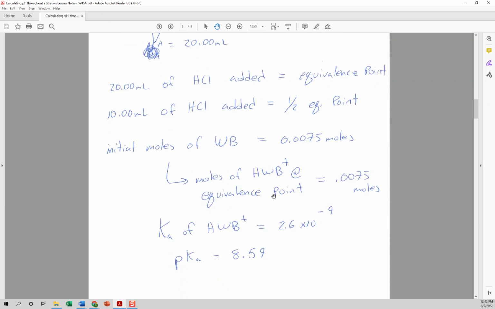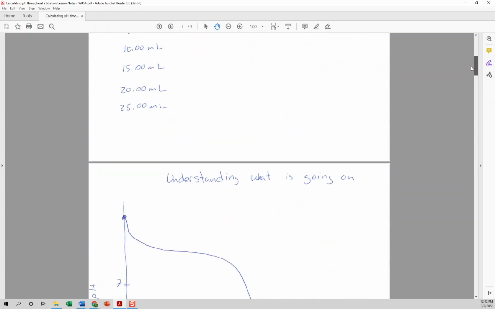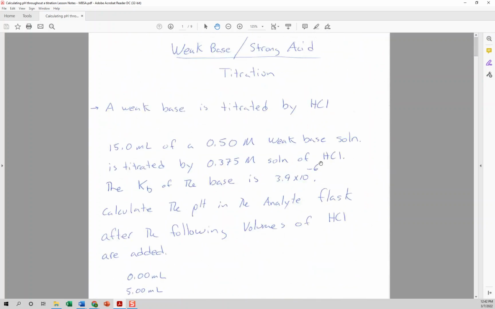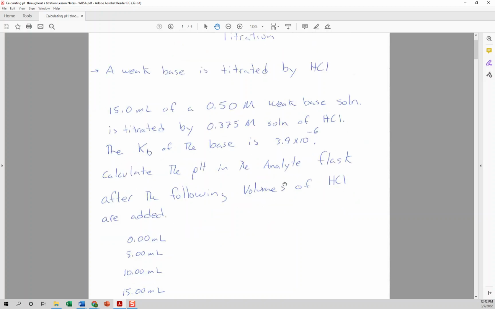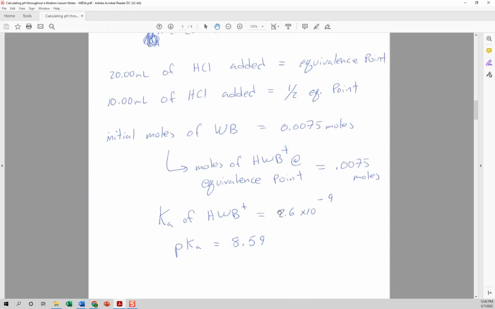Okay. Another thing I'm going to want to calculate is the Ka of the conjugate pair. So I was given the Kb, so I go Kw divided by the Kb, remember the Kb was 3.9 times 10 to the negative 6. So if I do Kw, 1 times 10 to the negative 14, and divide it by Kb, that'll give me the Ka of the conjugate pair, which in our case is HWB plus. All right. So that's the Ka, and the negative log of that, the pKa, is 8.59. So just real quick, I know at 10 milliliters of HCl added, that's the half equivalence point, I know that's the pH. pH equals pKa at the half equivalence point. So there we go. We already did one of our calculations.